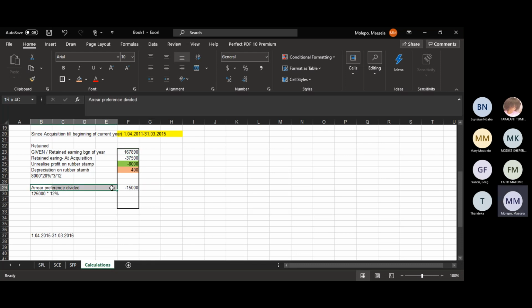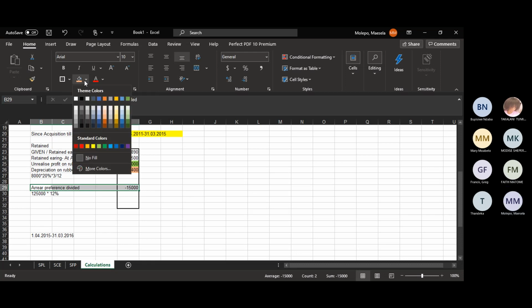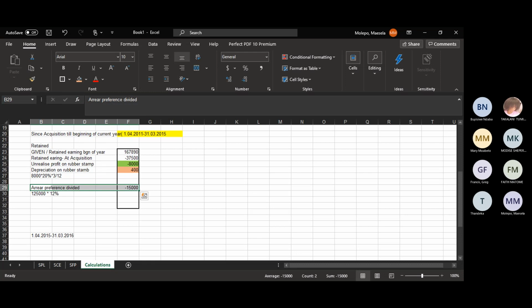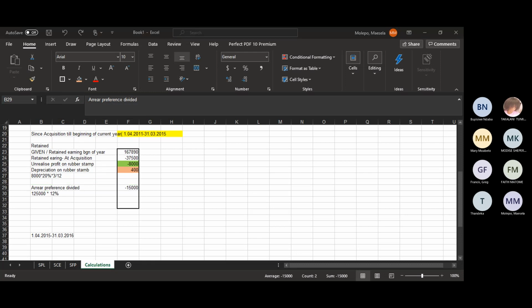Any question with regard to this arrear preference dividends? Question? Okay, assumption because there is no question. We proceed.